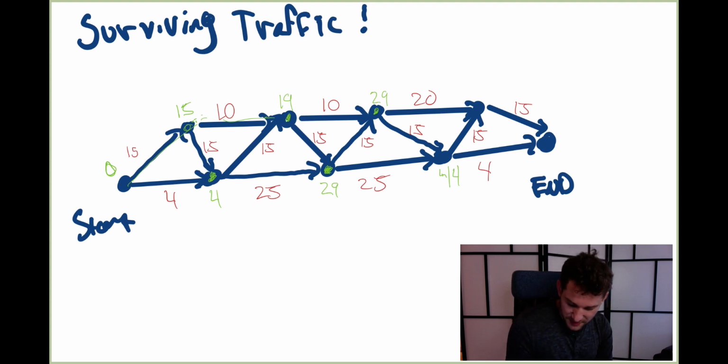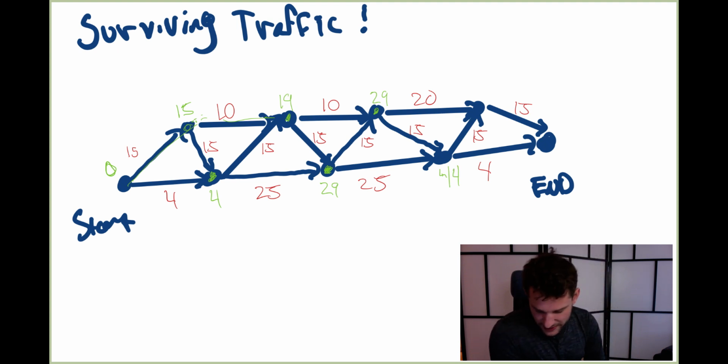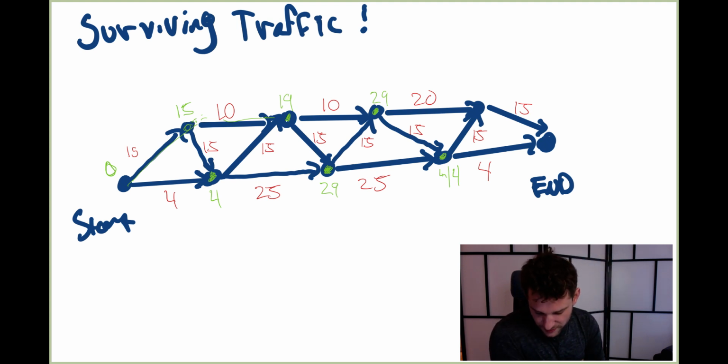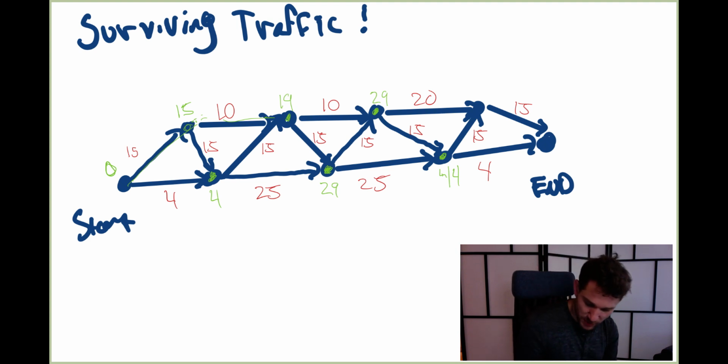Okay, so now how about this last top one here? I could either have gotten up to this top node here. That would have taken 29 seconds, and then it's 20 seconds to cross over. That's 49 seconds. Or I could have gotten down here and moved up, and that would have been 44 seconds plus 15. That's going to be a total of 59 seconds. So clearly this is preferable. I can get here in 49 seconds.